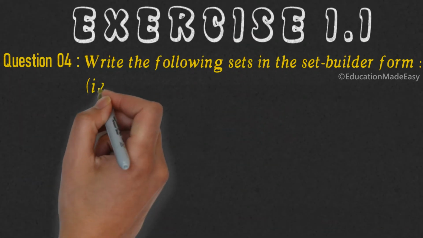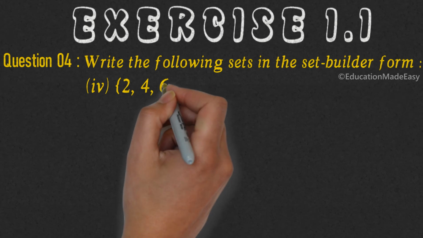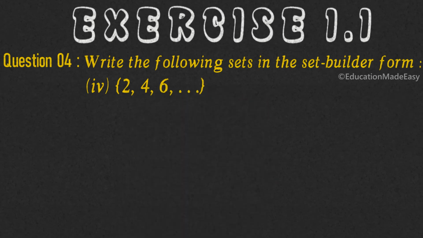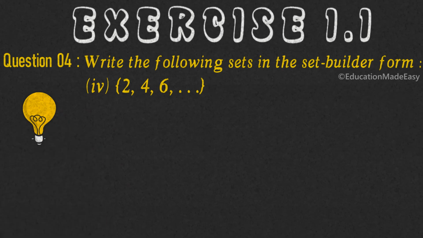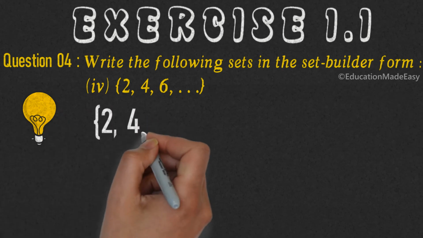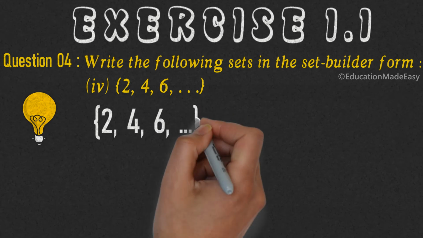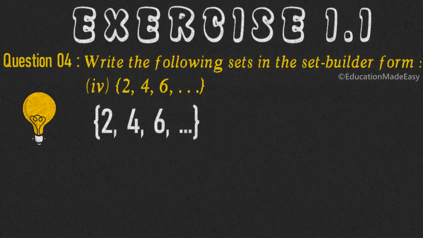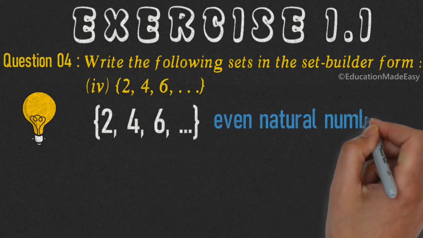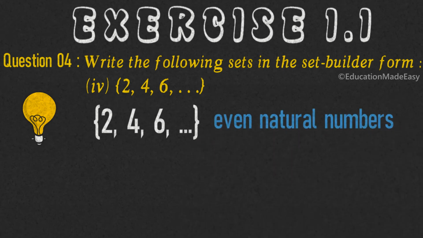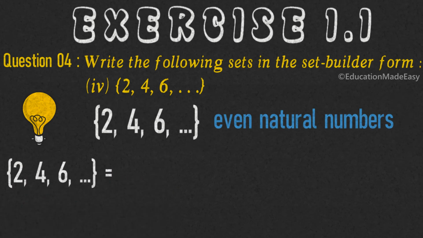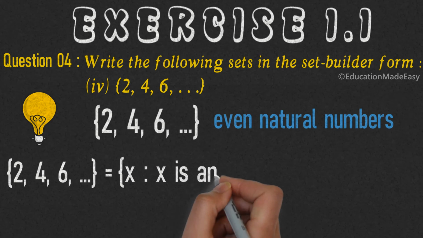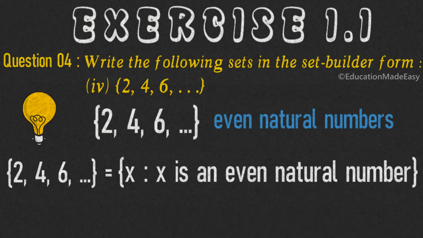Next is section 4 of question 4. Set of 2, 4, 6, etc. Solution. The given set in the question is set of 2, 4, 6, etc. By observing the pattern of this set, we can understand that it is the collection of even natural numbers. Therefore we can write set of 2, 4, 6 is equal to set of x such that x is an even natural number.